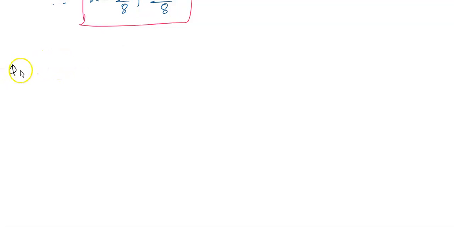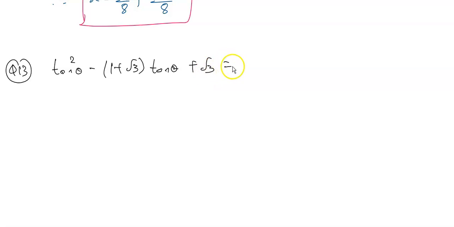Question number 13. 13 says tan square theta minus 1 plus root 3 tan theta plus root 3 is equal to 0.